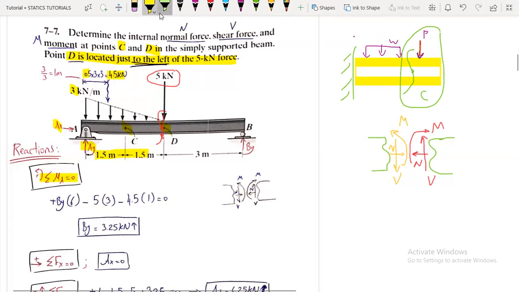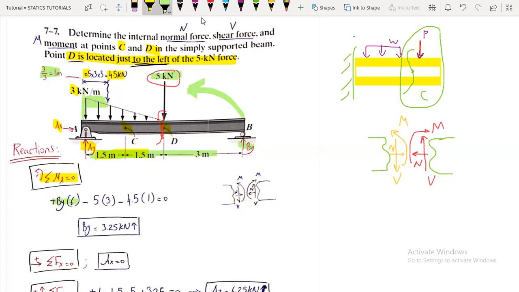And it's acting at a distance of what? The length over 3 from this side. Okay, so the length is 3, and divided by 3 will give us 1 meter. So here the distance is 1 meter. Okay, and we have the concentrated force and the reaction at B. So By multiplied by the distance, which is 6, because we are taking the moment about point A, and rotating counterclockwise, so positive.